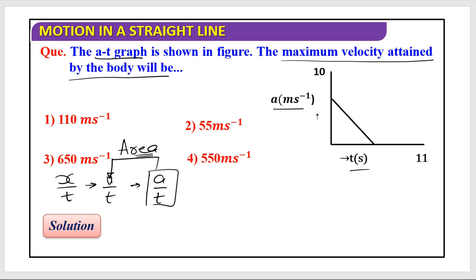Now find the area of this triangle. This area will be 1 by 2 multiplied by base multiplied by height. This is 11, this is 11 multiplied by 10. So this is 5, 11 5 is 55 meter per second. This would be the answer. Yes, very easy, you know. So let's move to the next question.